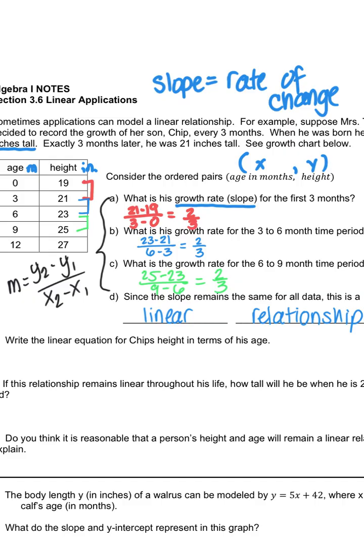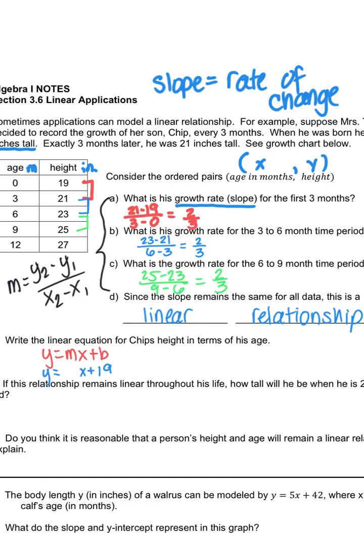Now it says, write the linear equation for Chip's height in terms of his age. So we want a linear equation. Remember our linear equation, we have y equals mx plus b. So our b is our y-intercept. This is going to be his starting height. So when he was born, what was that height? Well, he was 19 inches. So we're going to put 19 here, bring down our x, bring down our y.